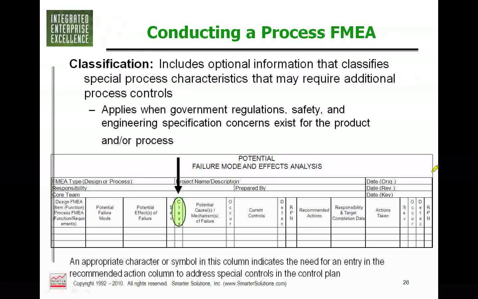Now, class is kind of a special thing here. If we're dealing with government regulations and safety and that sort of thing, and we have an issue with this, and there's something that we really need to take into account and do something about, we then go in and put an appropriate character or symbol in the column so that we know later that we need to take appropriate action on that, no matter what the other things come out to in the column.